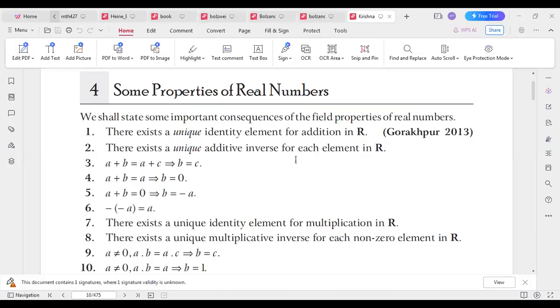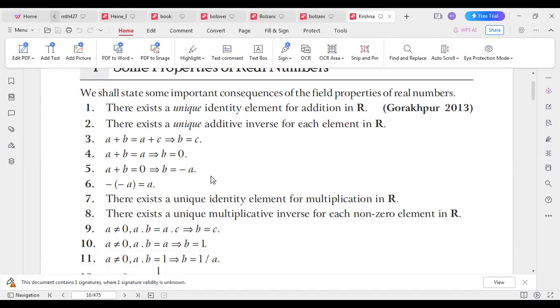Now some properties of real numbers. Actually, we will state some important consequences of the field properties in the previous slide for real numbers. There exists a unique identity element for addition in R. There exists a unique additive inverse also in R. If a plus b equals a plus c, then we can write b equals c. If a plus b equals a, then we can write b equals 0. It is from the cancellation law. So these are actually important properties of real numbers.